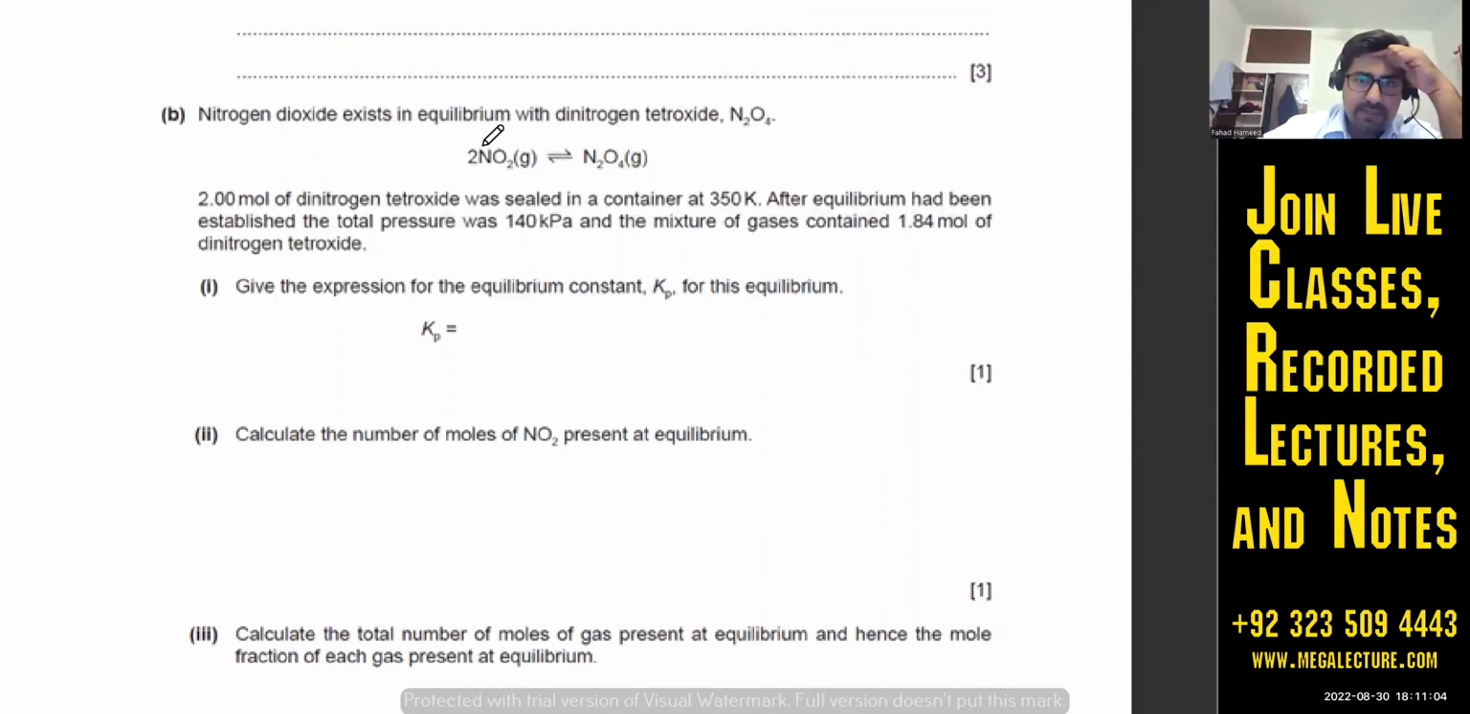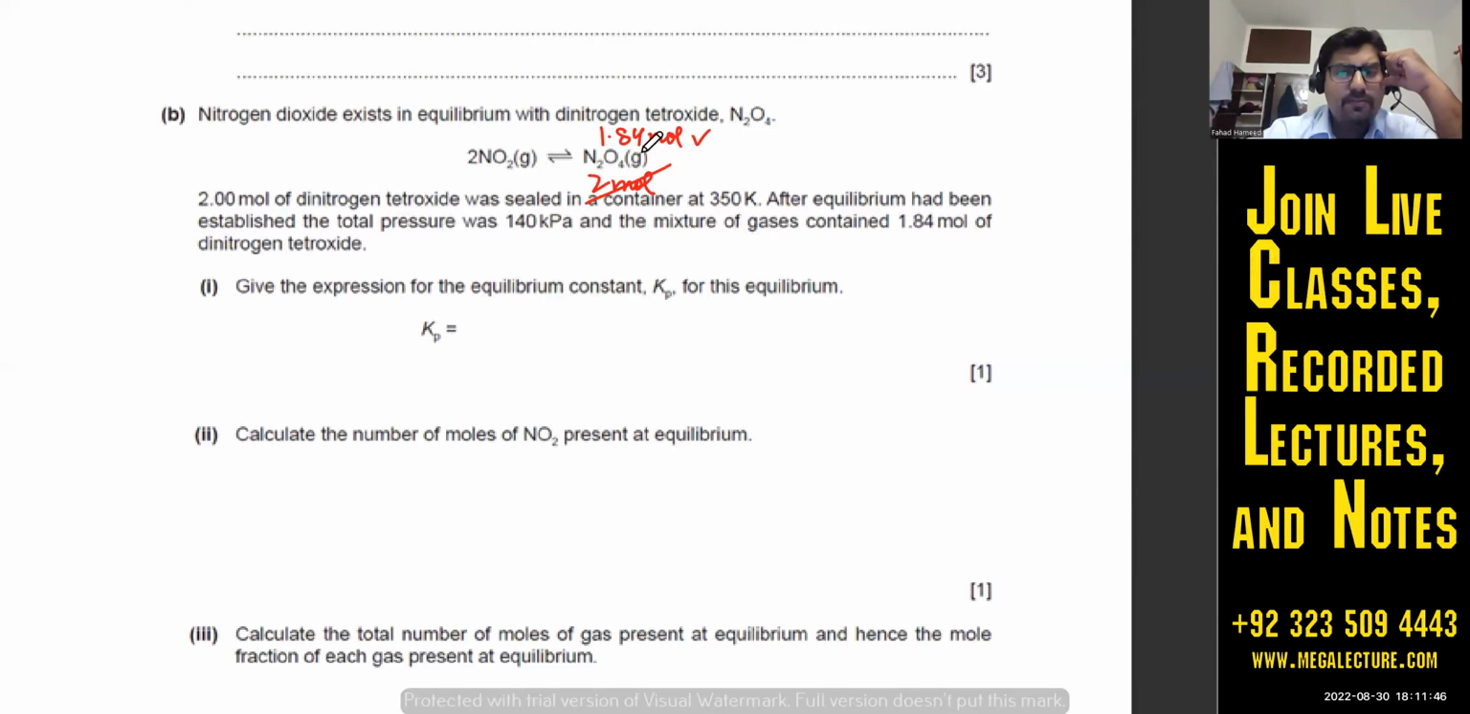Okay, there are 2 moles initially of this thing. तो भी शुरू मैंने इसके 2 moles ऐड किए हैं. अच्छा नहीं, सॉरी, डाइनाइट्रोजन टेट्राऑक्साइड 2 moles इसके ऐड किए हैं, इसके नहीं ऐड किए. So they added 2 moles of this. And after equilibrium had been established, the total pressure was 140 kilopascals, and the mixture of gases contained 1.84 moles of dinitrogen tetroxide. So he's saying अब जो है ना वो 2 moles दिए हैं, अब है 1.84 at equilibrium, right?